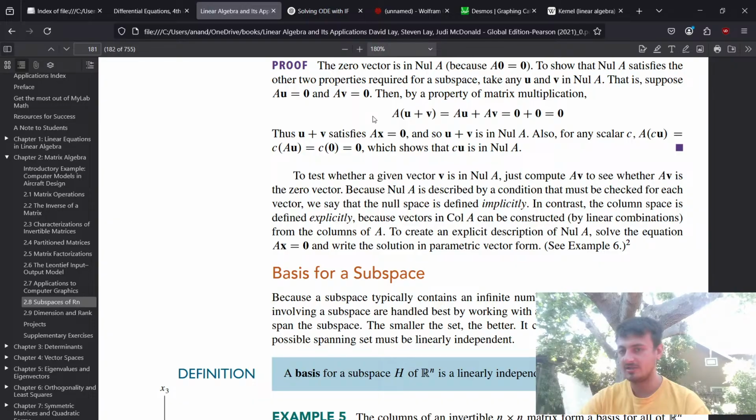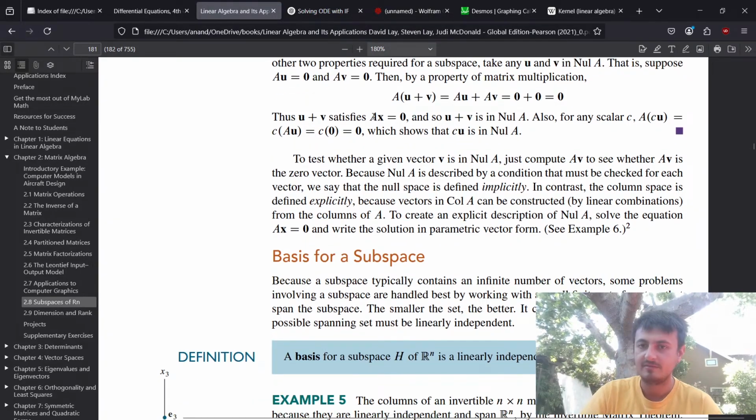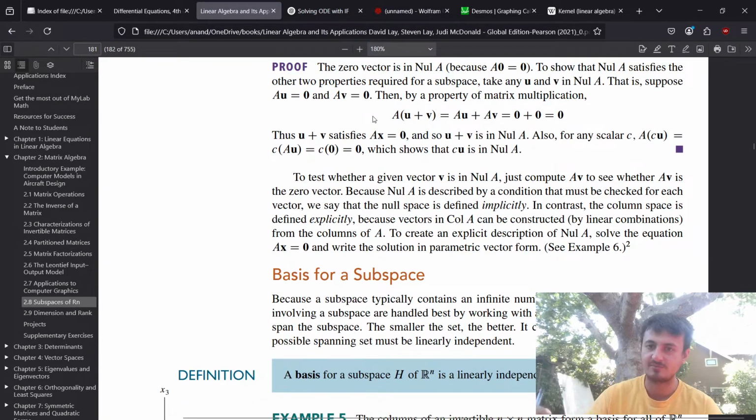This is why I feel like linear algebra is just the least surprising branch of math, because it always just comes back to just apply the definition of linearity.